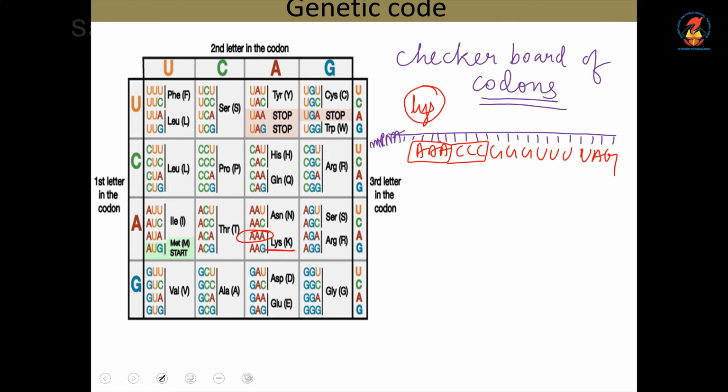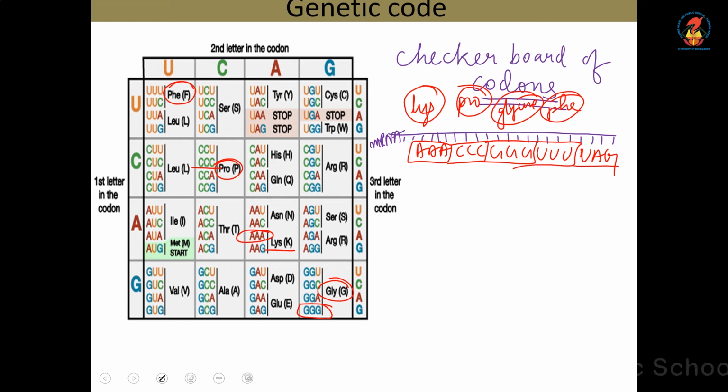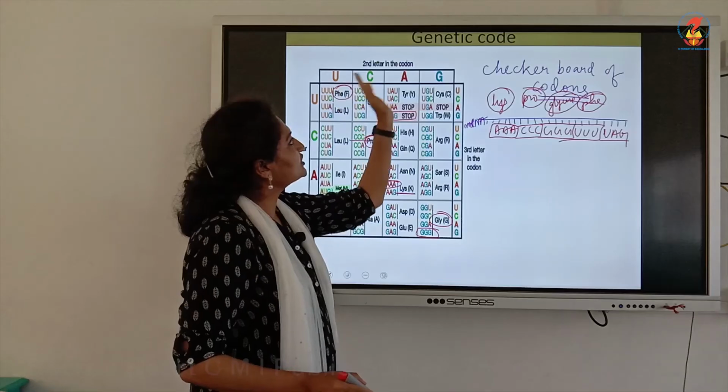So look for CCC. Proline. See, again CC, it's proline. So which amino acid is going to come here? Proline. Next, GGG. Glycine. So glycine is going to come here. Then UUU. Phenylalanine is going to come here. Now next one, UAG. Look, UAG is a stop codon. It does not have a tRNA. Okay, so I'll elicit the features of a genetic code.